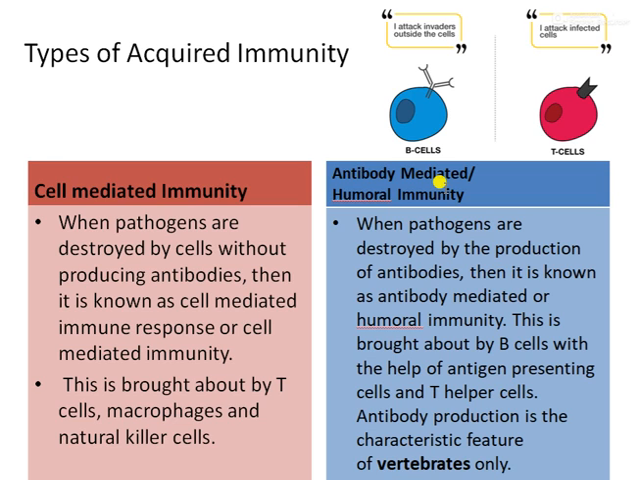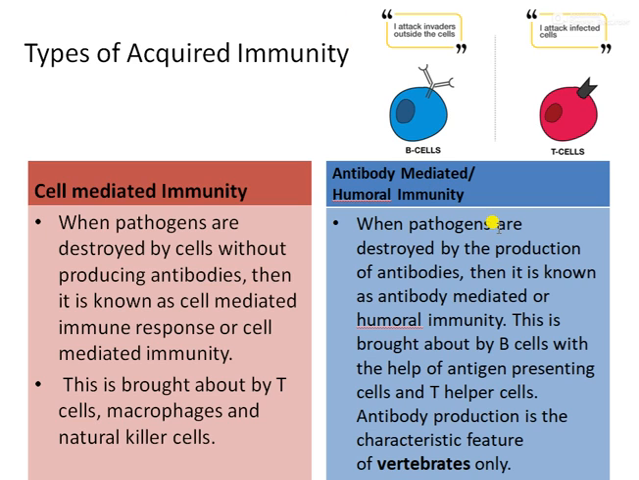That is, when pathogens are destroyed by the production of antibodies, it is known as antibody-mediated or humoral immunity. This is brought about by the B cells with the help of antigen presenting cells as well as the T helper cells. And antibody production is a characteristic feature of vertebrates only.